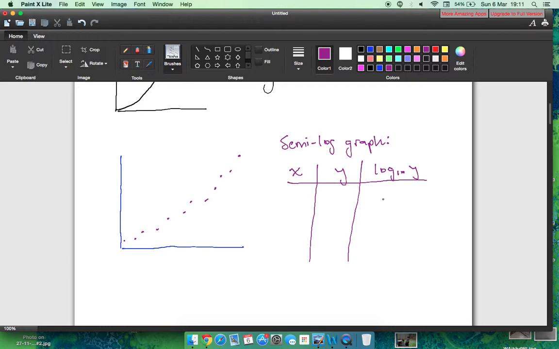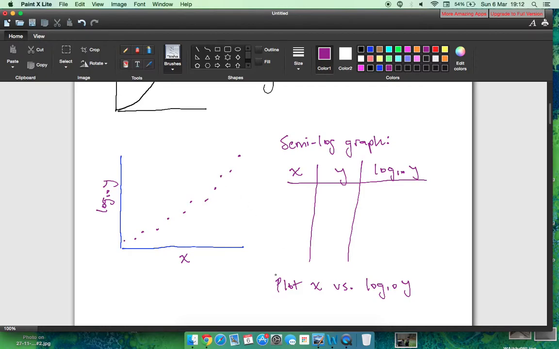What you would then do is plot x, the original x values, versus log 10y, and see what happens. So back over to our axes, our x-axis would remain the same. It's increasing in a linear fashion, but our y-axis is going to be log 10y. So rather than being simply y and increasing in a linear fashion, it's increasing in a logarithmic fashion. Hence the name semi-log, because it's half log, half linear.